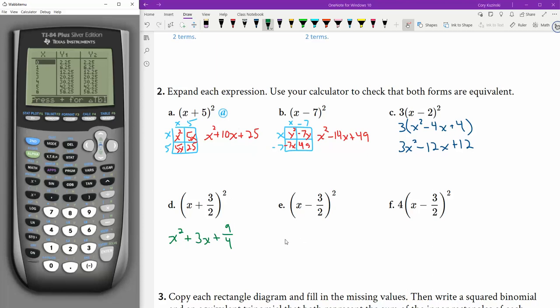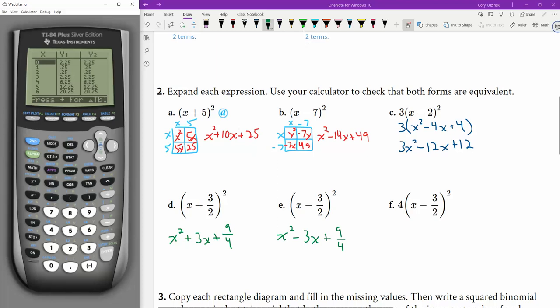This one's practically the same thing. It's just going to be minus 3x plus 9/4. Might as well check that one since we've got it ready to go. Just change this to a minus sign. Change this to a minus sign. All right. Graph. There's the parabola. x squared translated 3/2 units right. There's the table. They are the same.